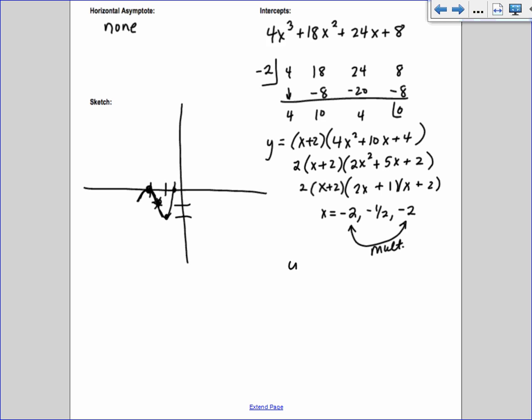All right, and then the y-intercept is the easy one. Y-intercept, you plug in 0 for x. So the y-intercept is 8. So it's 0, 8. 1, 2, 3, 4, 5, 6, 7, 8. Everything you never want to know about that graph.